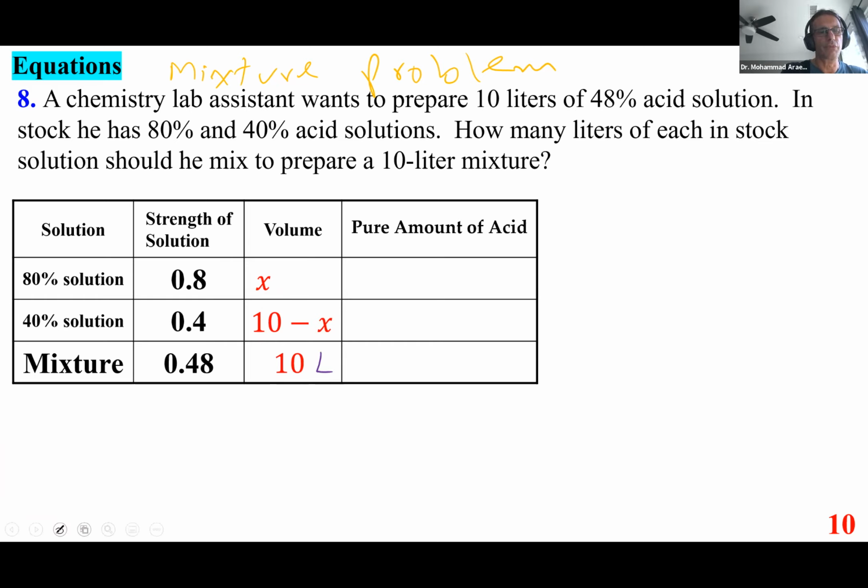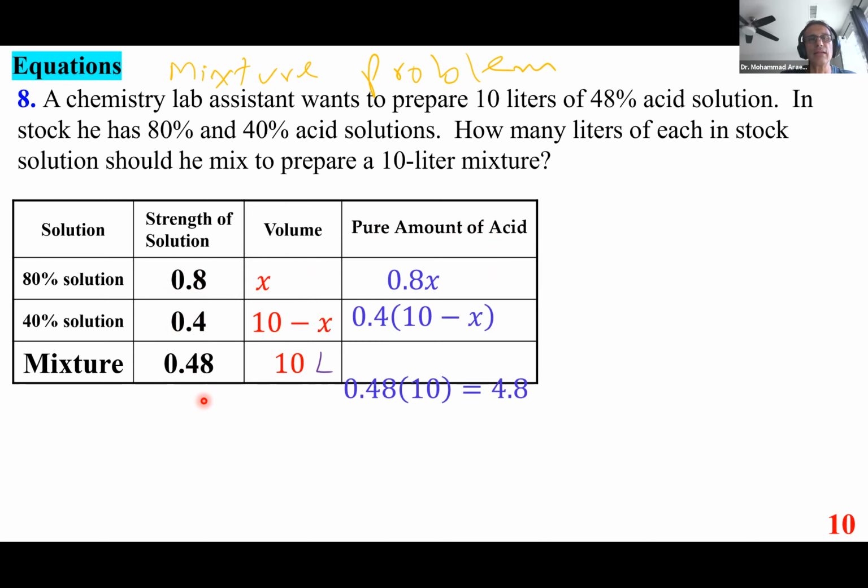Now, pure or actual amount of acid. If something is 80% acid, that means the rest of it is not. So only 0.8 times X is pure acid. This one is 0.4 times 10 minus X, that's the pure acid. And this is 0.48 times 10.